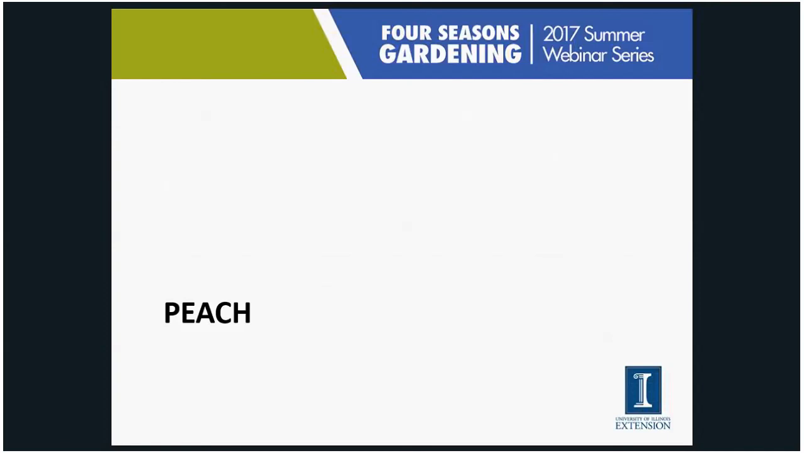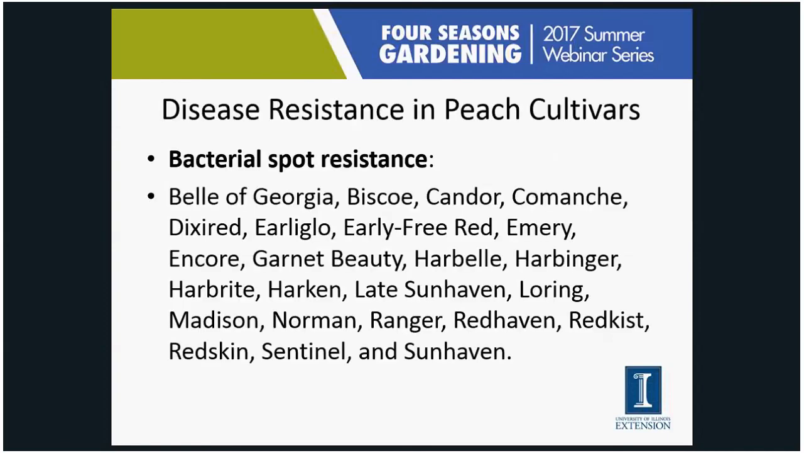For peach, we have disease resistance for bacterial spot. Bacterial spot can cause that shot hole kind of appearance in the leaves and cause a blemish on the fruit. So here are some disease-resistant cultivars.